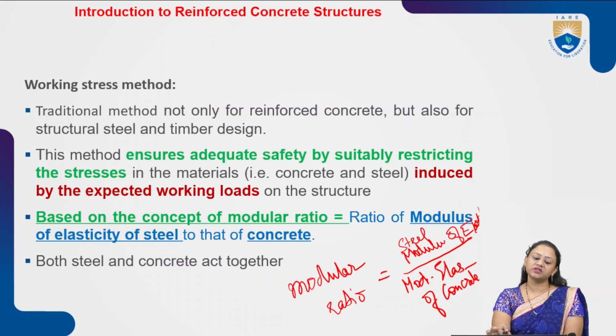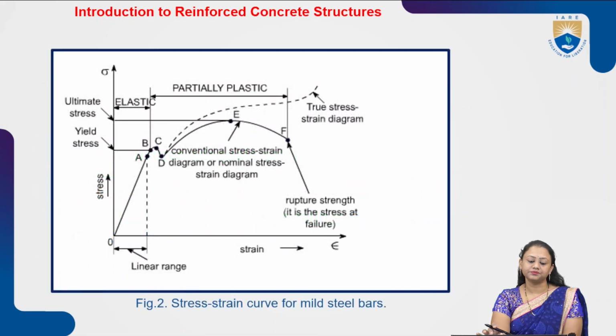So this method, the working stress method, is based on the modular ratio, which is the ratio of the modulus of elasticity of steel to that of concrete. Both steel and concrete are acting together. So this is the assumption that both are acting together. This is the working stress method.